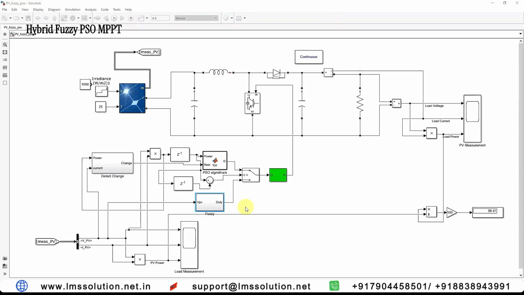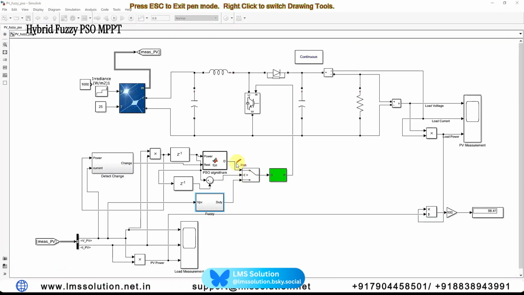Here we need to combine these two algorithm concepts. First PSO, further we are using a switch condition based upon the change in power. So here you can see that we are measuring that power, and then I am going to delay the power, and then I am calculating here the change in power. Based upon the change in power, here we provide some conditions for switching.